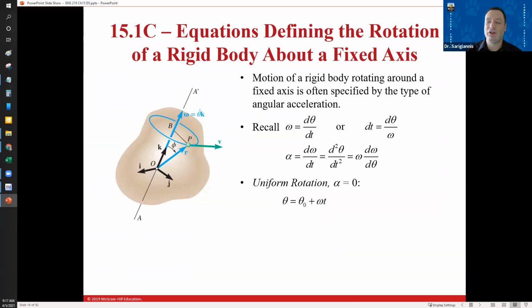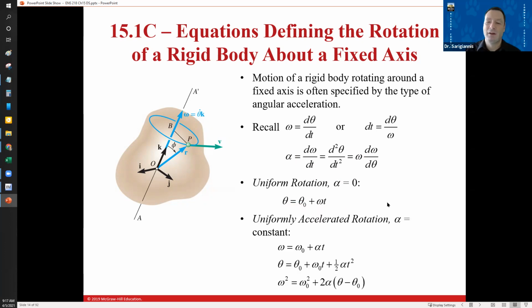And for uniform rotation, where angular acceleration is 0, you can just basically write this term, which is the rearrangement and integration of the statement up above. So you wind up with theta is theta naught plus omega t, and that should look pretty familiar to you. This is basically like looking at your rectangular coordinate acceleration and velocity equations, right? This is where they come from.